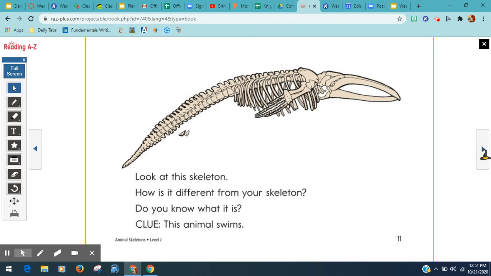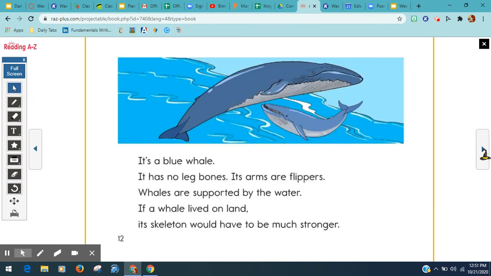Look at this skeleton. How is it different from your skeleton? Do you know what it is? Clue. This animal swims. It's a blue whale. It has no leg bones. Its arms are flippers. Whales are supported by the water. If a whale lived on land, its skeleton would have to be much stronger.